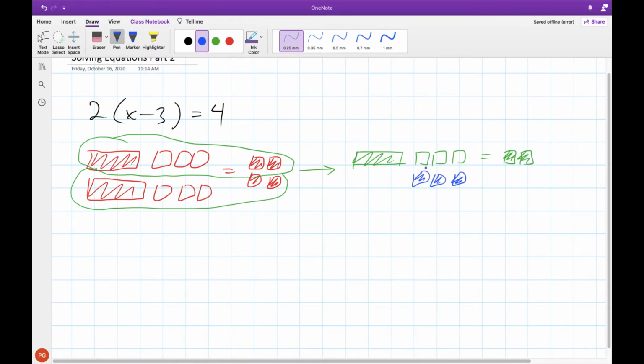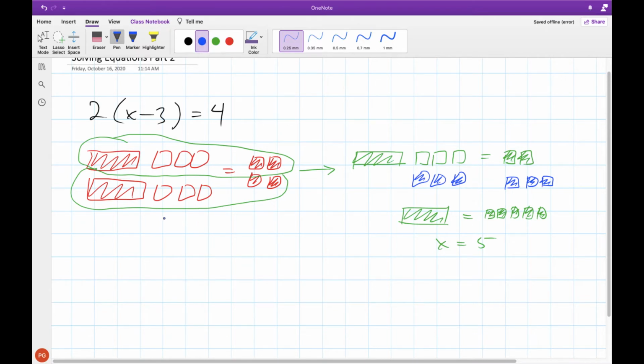We would just move all of our numbers over to the other side. So in this case, we would add 3 of these colored in tiles to both sides, and we would end up with our variable being equal to 5 copies of these positive tiles. In other words, x is equal to 5.